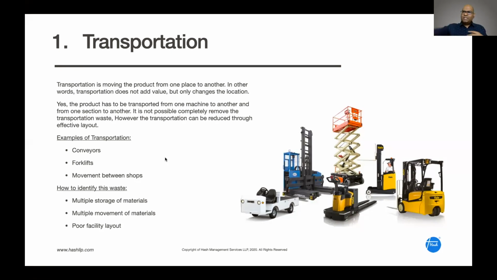Because the machines are located far away from each other, and the next process is at a distance, I cannot have one by one, single piece flow. So now I am creating a batch, and now I need all these material handling equipments. Are you clear? So transportation is the first waste. And whenever you see a lot of materials, a lot of WIP located in bins on the shop floor, you can clearly see that the transportation waste is high.